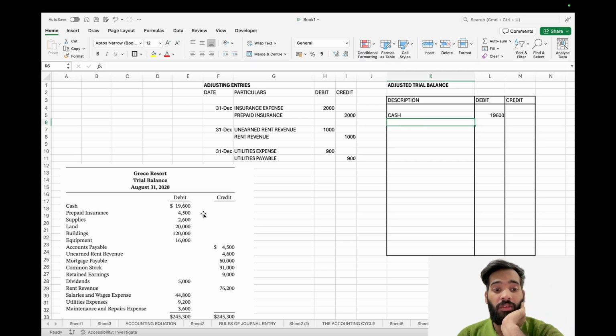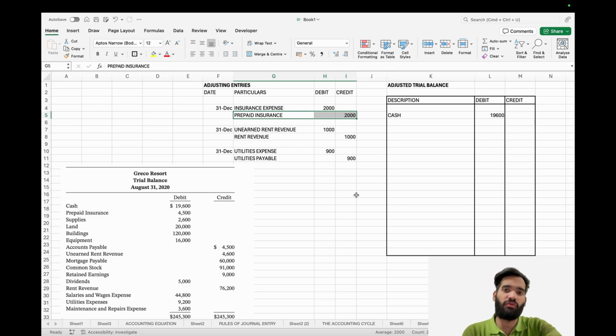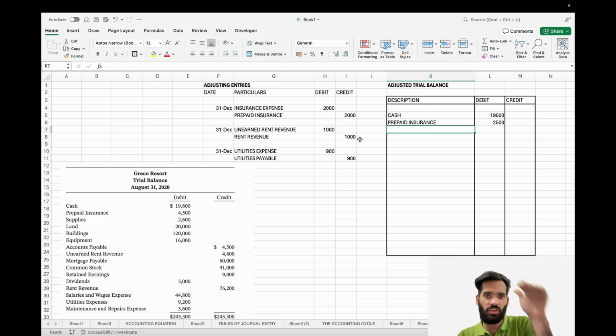Prepaid insurance, we have 4,500. But if you look at the adjusting entry, we are decreasing it by 2,000. How do I know it's a decrease? Because we talked about prepaid expense is an asset account, and if it's credit, it means it's decreasing. So if I already have 4,500 and then I decrease it by 2,000, the remaining balance in the prepaid insurance account would be 2,500. And that's what we have to do. We have to look at each account and see if it's affected.